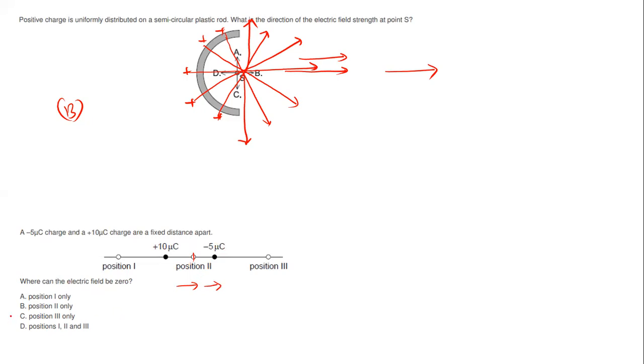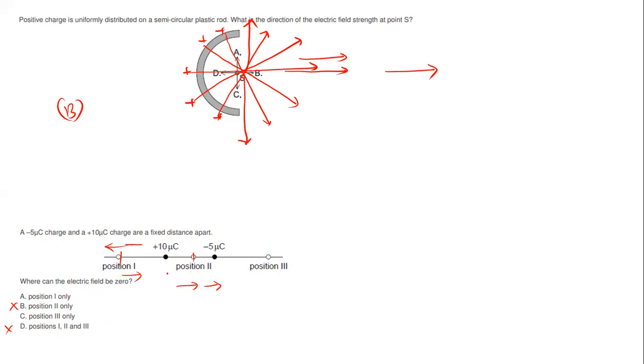Position 2 is wrong, which means positions 1, 2, and 3 are also wrong. So you are left with only position 1 and position 3. Only one of them should be right. Now, if I keep it here, then what can happen? This can repel the charge like this, while this will be able to attract it like this. So there could be a possibility. Let us look at that also.